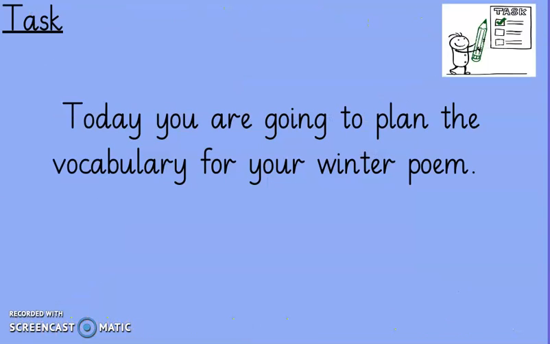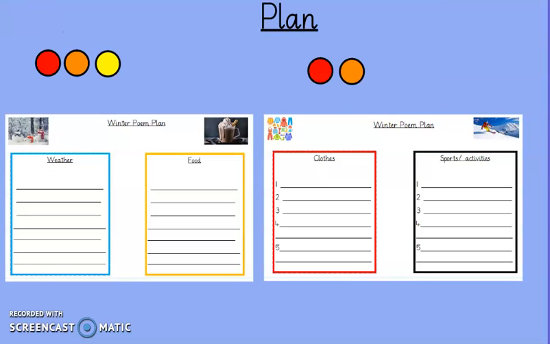So your task today is to plan the vocabulary for your winter poem. Now, in your literacy books for Monday's lesson, you have these sheets stuck in. Yellow group, you will just have the one sheet, which is this one where it says weather and food. And red and orange group, you will have two sheets. So you'll also have this second one here. They should both be stuck in your books.